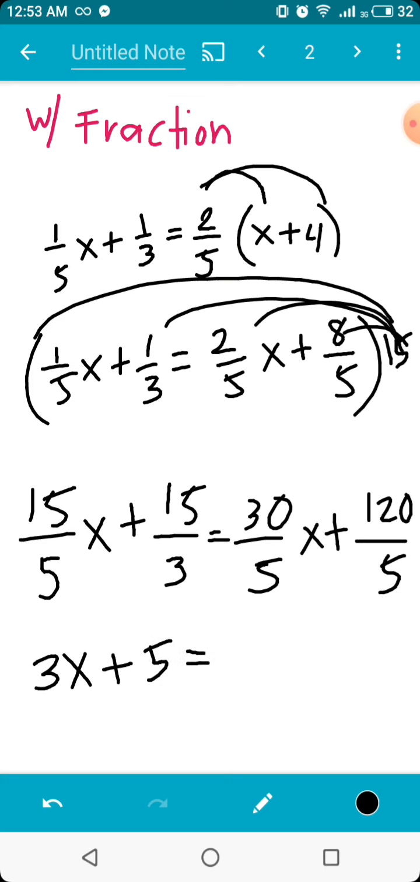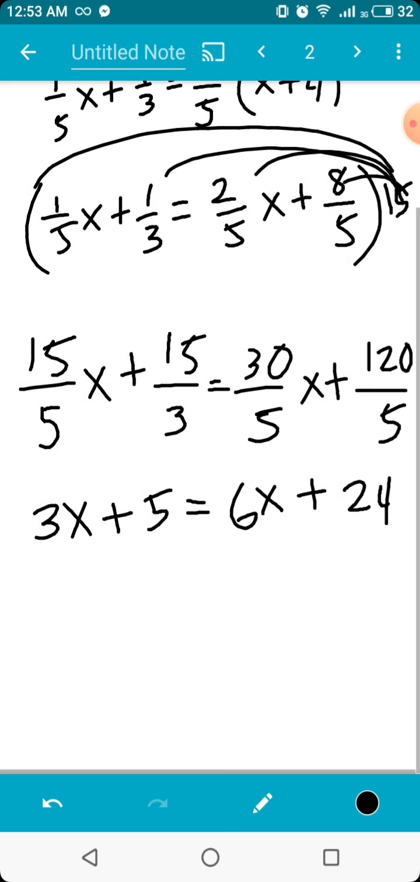30 over 5, or 30 divided by 5, that's 6x. And then 120 over 5, or 120 divided by 5, that is 24. Okay? So, ito na ngayon yung ating bagong equation. 3x plus 5 equals 6x plus 24. So, again, ika-cancel natin yung mas maliit, yung coefficient. Okay? So, in this case, si 3x, yung ika-cancel natin sa side na to.